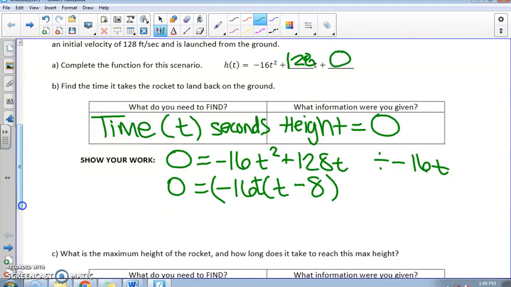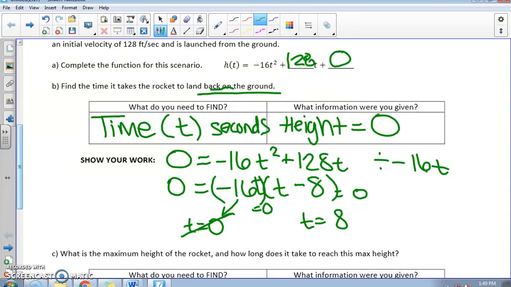So if I look at my factors, t for the first factor would need to equal 0 in order for the whole equation to equal 0. My second solution would be t equals 8 for that part to equal 0. Now it was when it lands back on the ground, so 0, even though it makes sense that you can have 0 seconds, it doesn't make sense what they're asking.